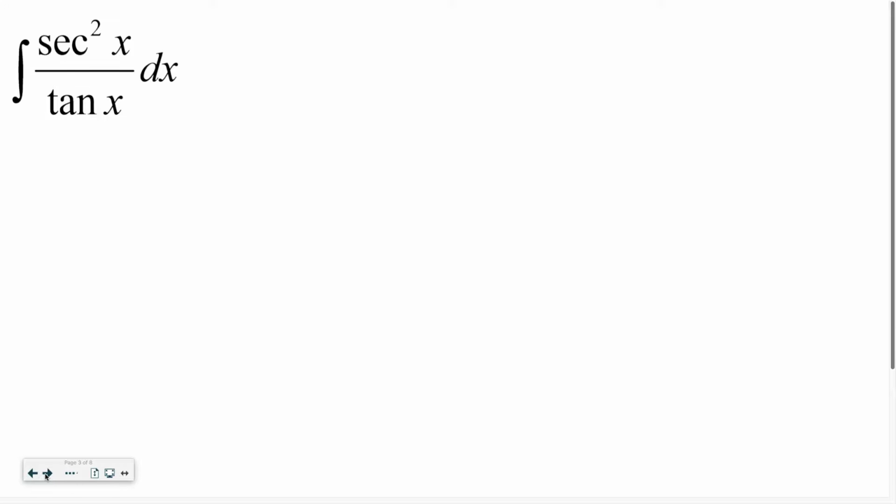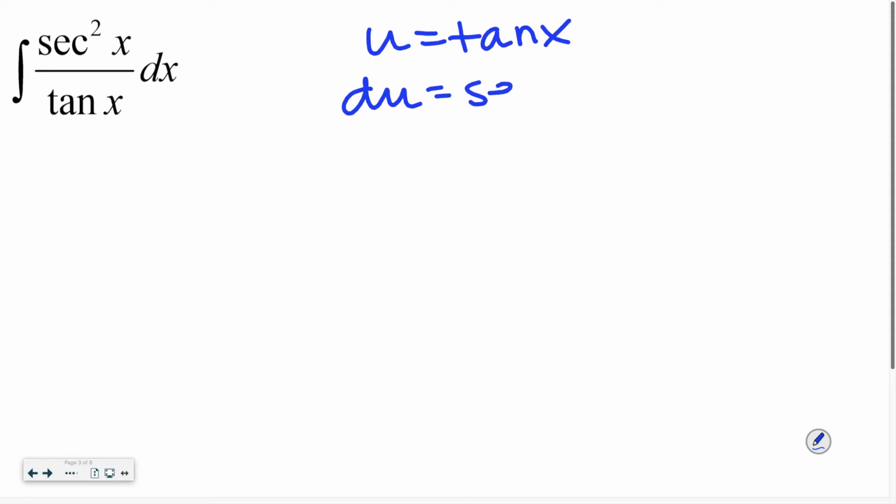Okay, what are your thoughts about this problem? So Brinley notices that secant squared x is the derivative of tangent of x. That's kind of nice, isn't it? Which means, what can we do? We can let u equal the tangent of x because our derivative, secant squared x dx, is in that integral.